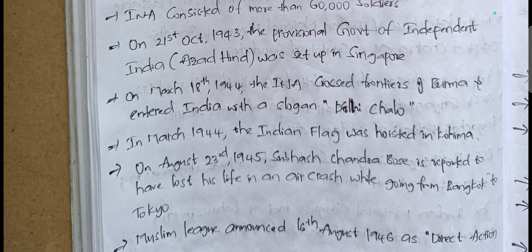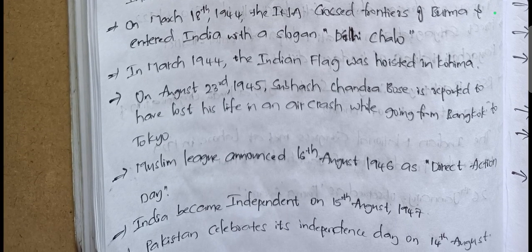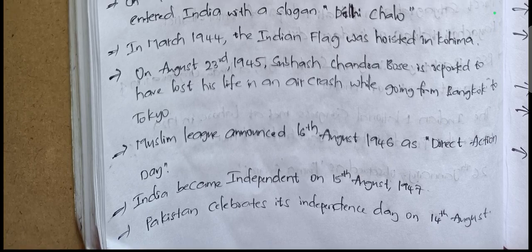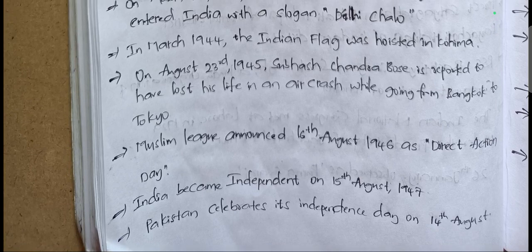Muslim League announced 16th August 1946 as Direct Action Day. India became independent on 15th August 1947. Pakistan celebrates its Independence Day on 14th August.